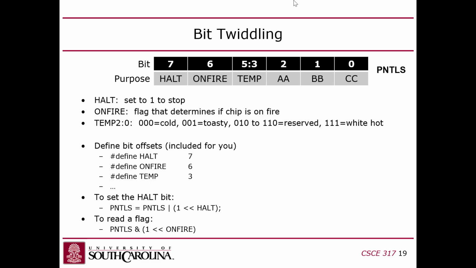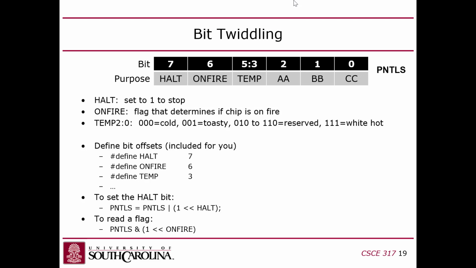So bit 7 is halt, and for example, it might say you set bit 1 to halt if you want to stop. Or bit 6 is a status bit that's a flag for on fire. It tells you if the chip is on fire. Bits 5 down to 3 are temperature, which is a 3-bit code, which means 000 is cold, 001 is toasty, 010 and 110 are reserved. A lot of times they'll do that. They'll have reserved values. Why?